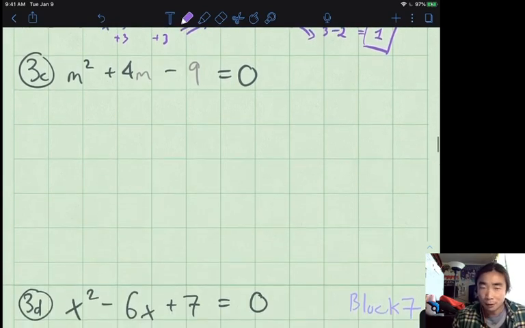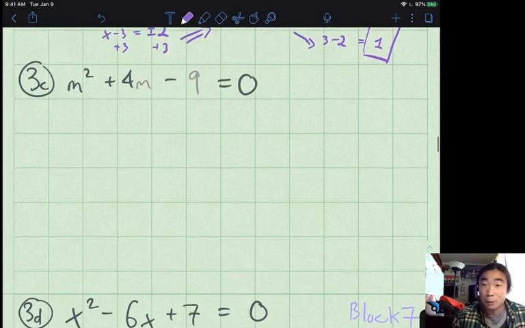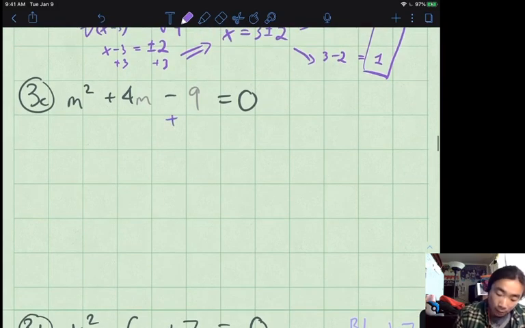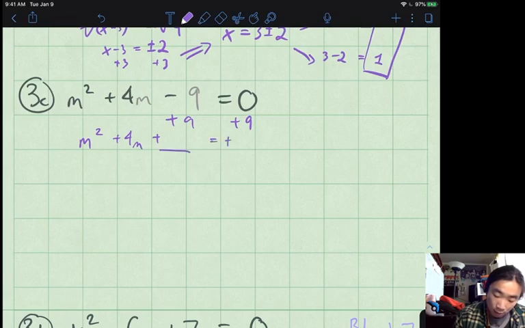I think I got 2 more examples, and then we'll go on to the case where a is not equal to 1. It's a little bit more complicated. So, first step, add 9, because we need it to look like this. We're going to add on something. We don't know what it is just yet. There's your 9 plus something.